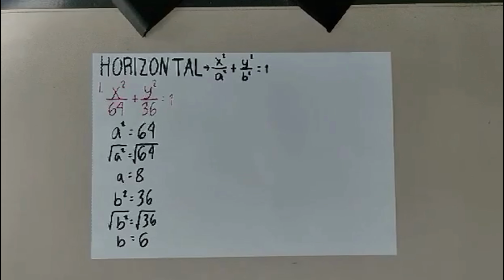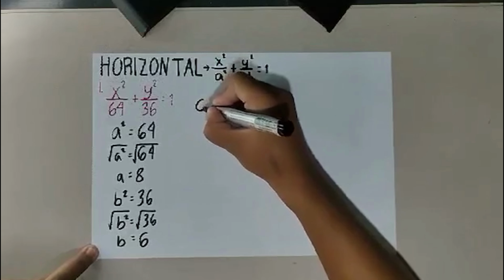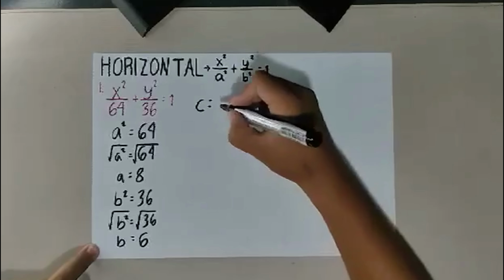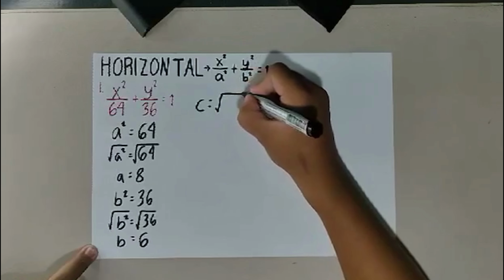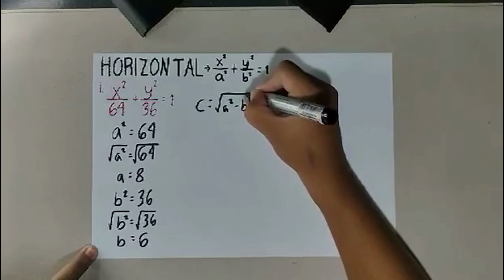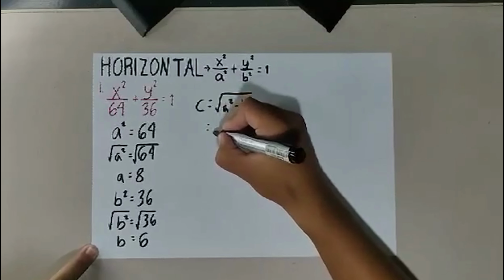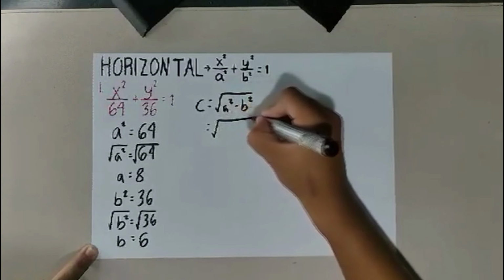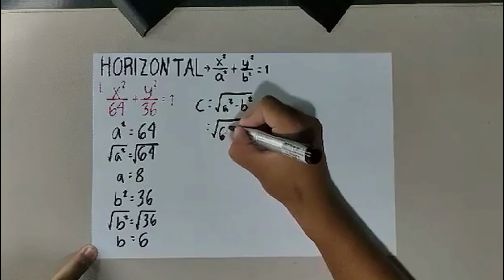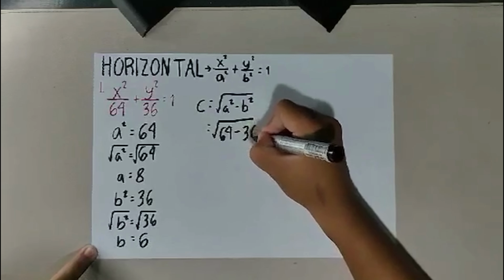After solving for our vertex and co-vertex, let us now move to our foci. c is equal to the square root of a squared minus b squared. Let's substitute the given. a squared is 64, while b squared is 36.